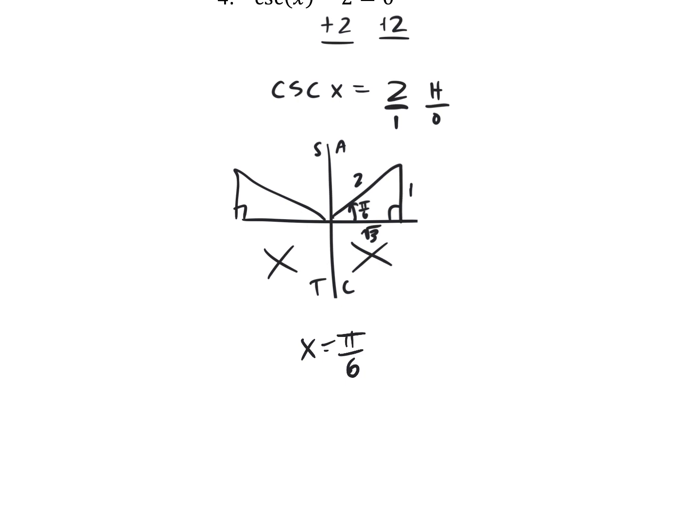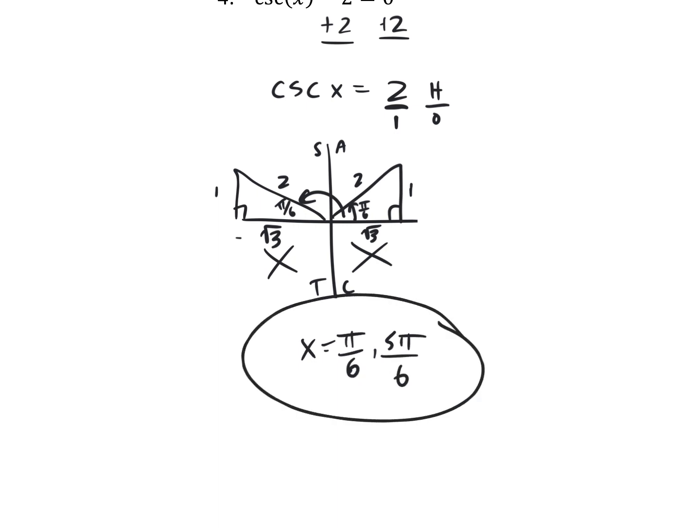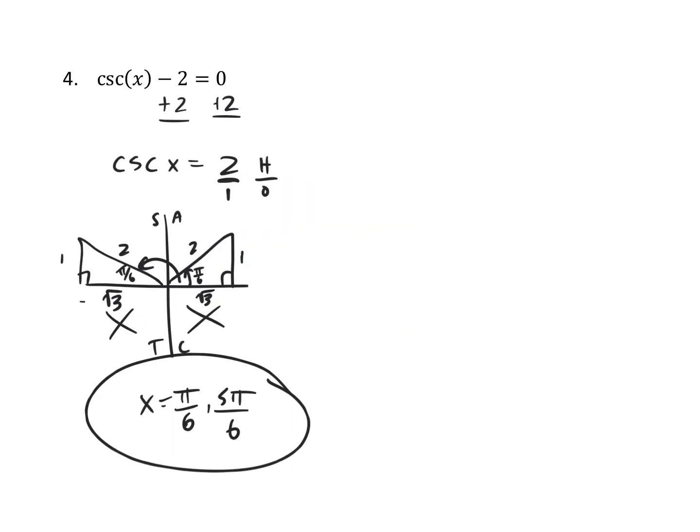Okay, so for the other one, my opposite side is going to be 1, my hypotenuse is going to be 2, adjacent side square root 3. It's actually negative square root 3. So that means that this reference angle here is pi sixths. The angle of rotation that gets me there is going to be 5 pi sixths. So the 2 solutions of this problem are pi sixths and 5 pi sixths.